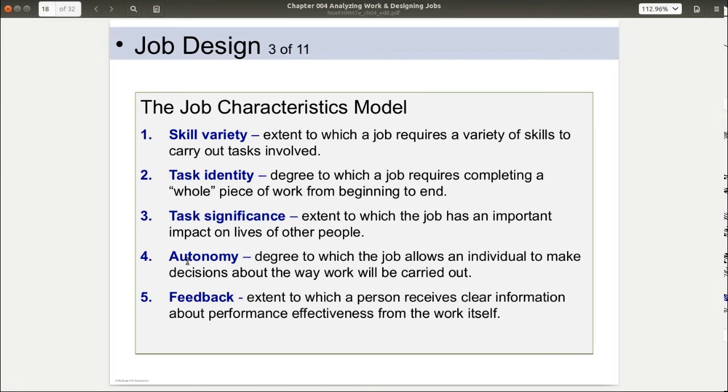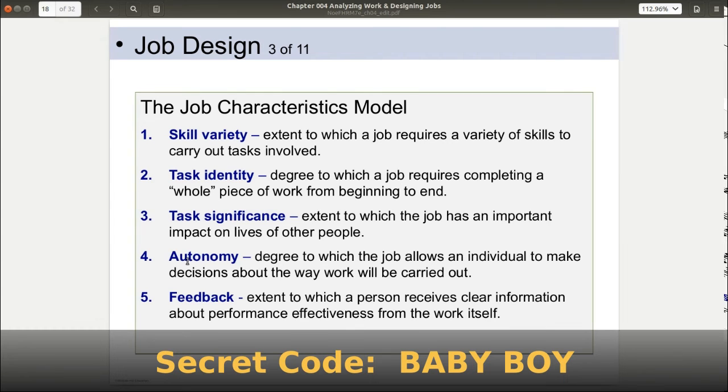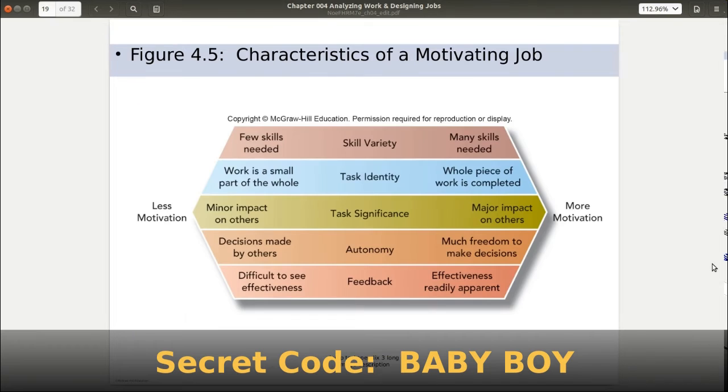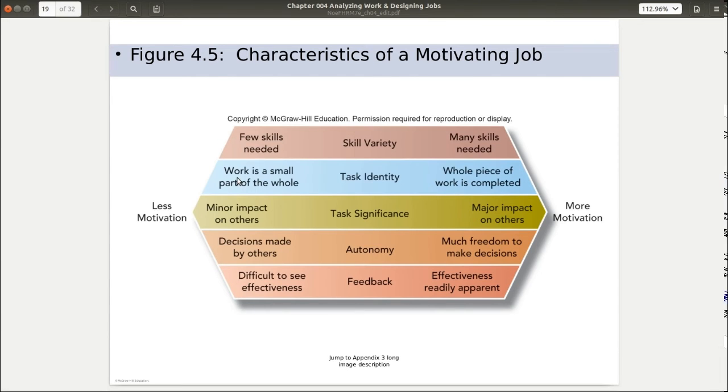How does it make an impact on someone? How autonomous is it? In other words, can the person do what it is that they need to do throughout the day without a lot of direction from the supervisor? And what kind of feedback is going to be necessary? When you think about the job characteristics model, less motivation, in other words, jobs that are less motivating will have few skills needed. They work on just a small part of the whole. In other words, if they're making chairs, they're working on just the right front leg, and they're doing the right front leg throughout the day.